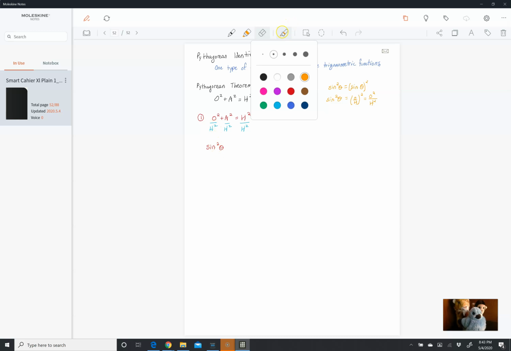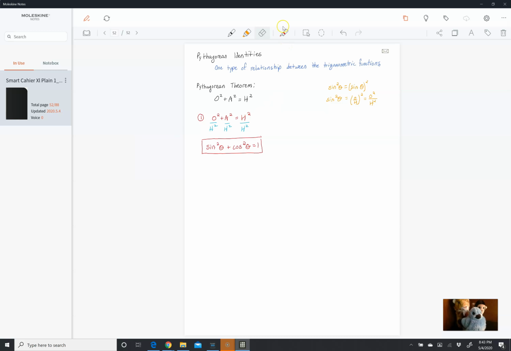And then what you also get, A over H is cosine squared theta for the same reason, right? A over H is cosine. So A squared over H squared is cosine squared. All we're doing is we're distributing the square. And H squared over H squared, well, that's equal to 1. This is the first Pythagorean identity. They are in no particular order.